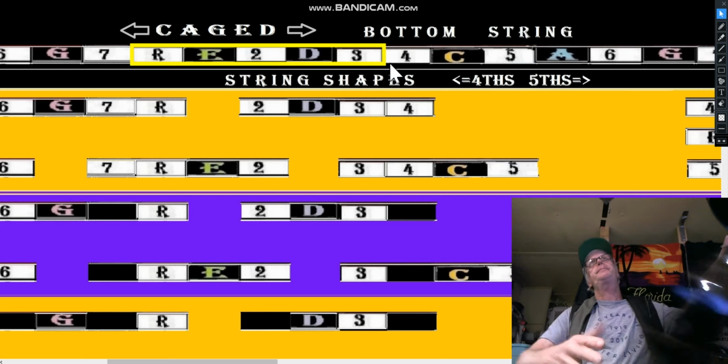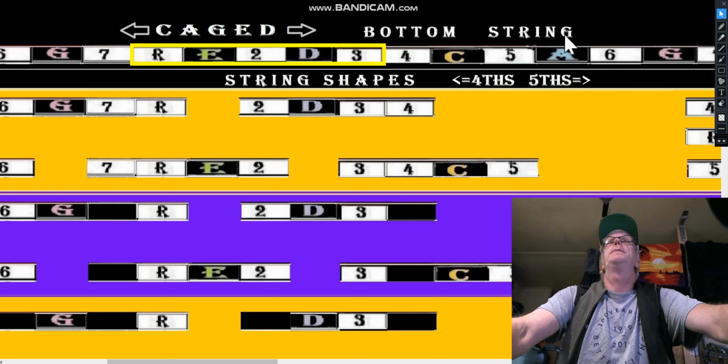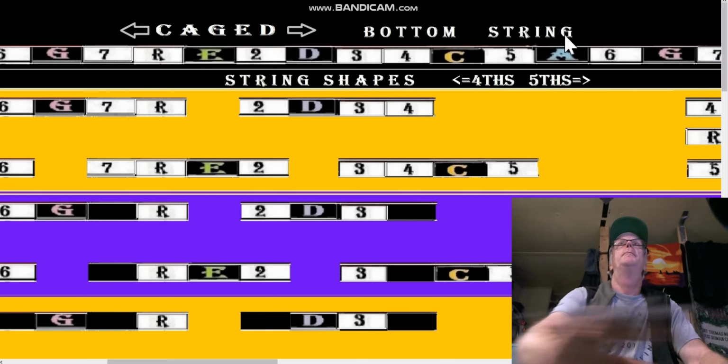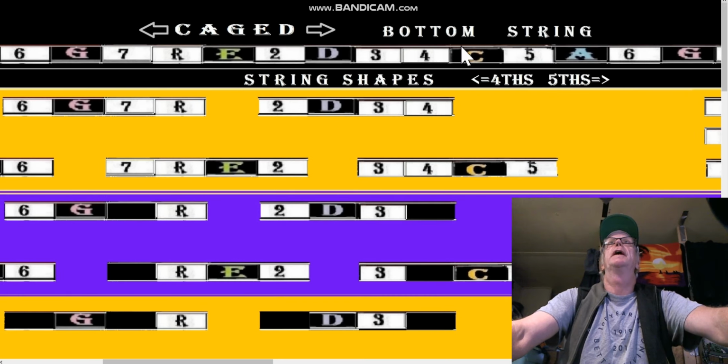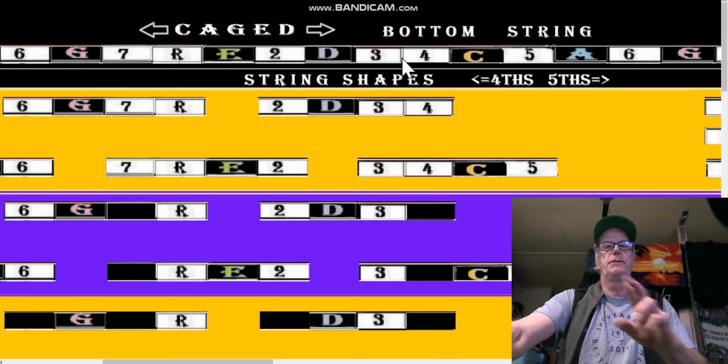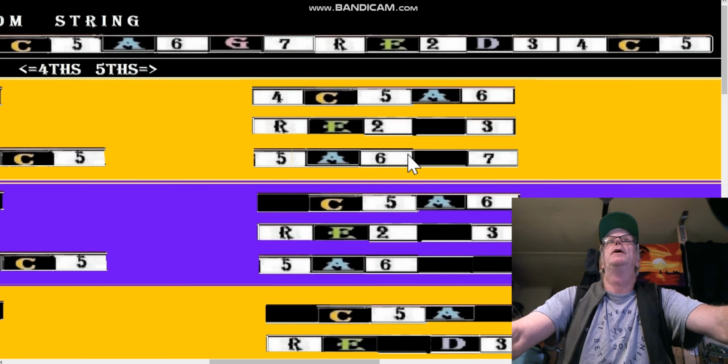Okay, so that works. So that's the string shapes. The long patterns do exist on the bottom string, and they're connected. They're buddies. Since they're so long, when we go up to stack up to the next one, this is a half step right here, 7 to root.